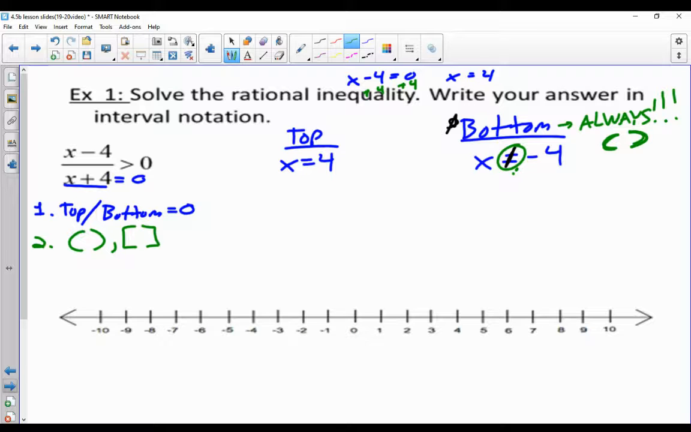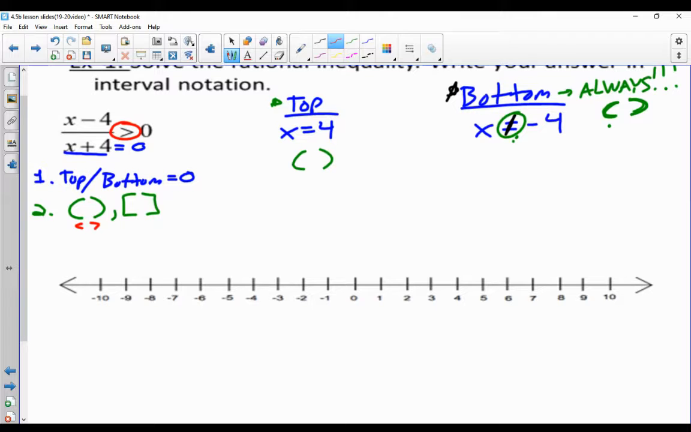The top can either be open or closed depending on the inequality sign. So in other words, you got to look at the inequality sign, and that will tell you which one we need. And specifically in this case, if it's strictly less or strictly greater than, it's going to be the open brackets, not the closed. So we're going to say here, we're going to have open brackets at 4 and open brackets at negative 4. Okay, so that's step 2.